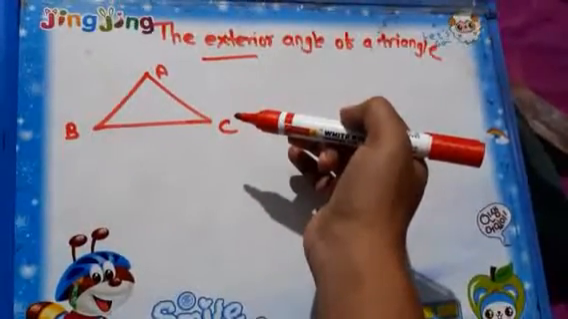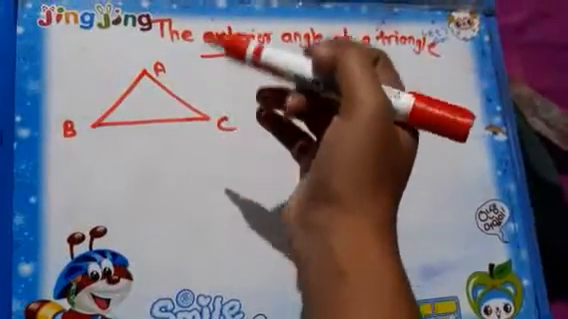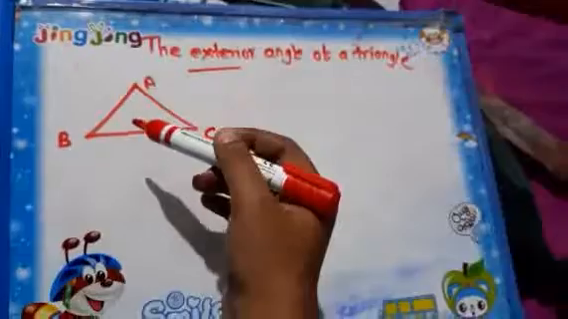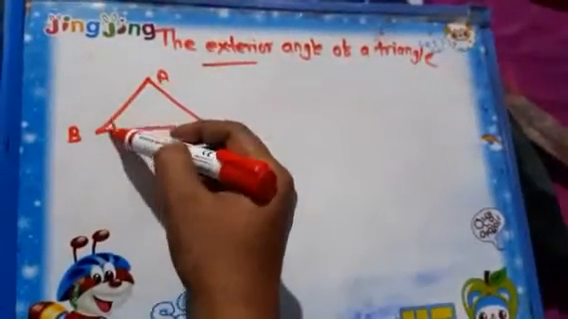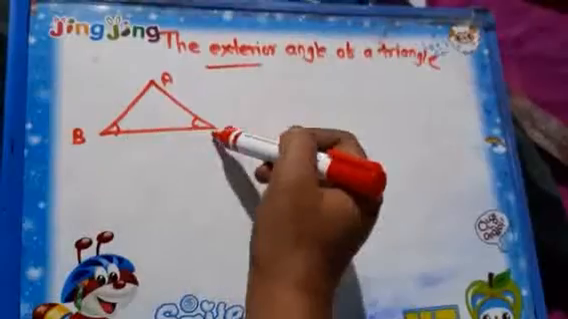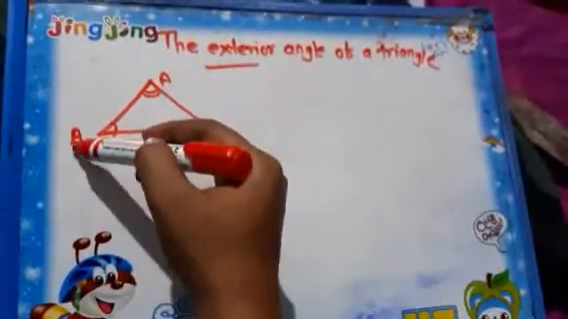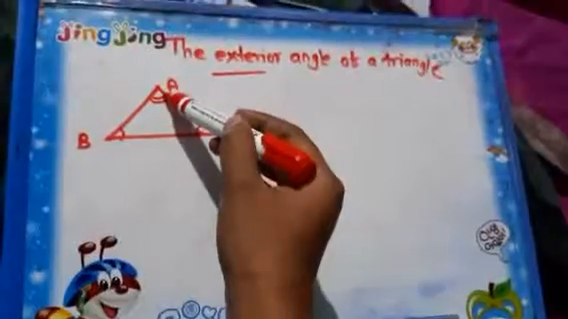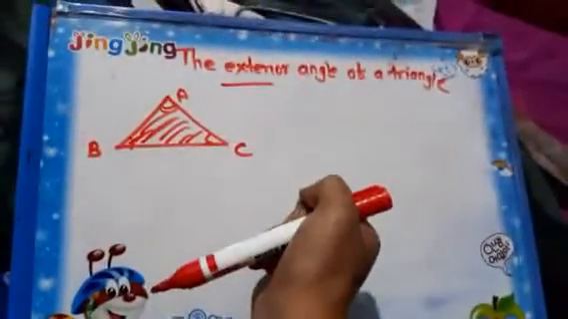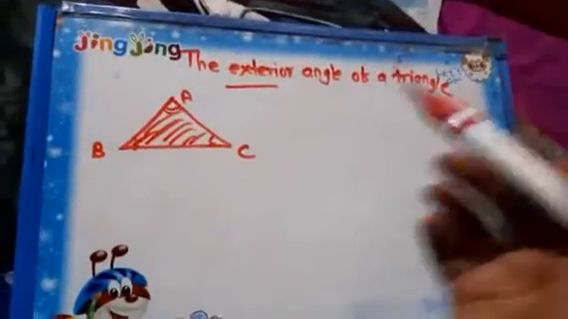So interior angles are the angles present inside the triangle. For example, in this triangle ABC, there are 3 interior angles: angle ABC, angle BCA, this one, and third is this angle BAC. They lie inside the triangle, so they are known as interior angles. Now exterior angles, where they are present, we will see.